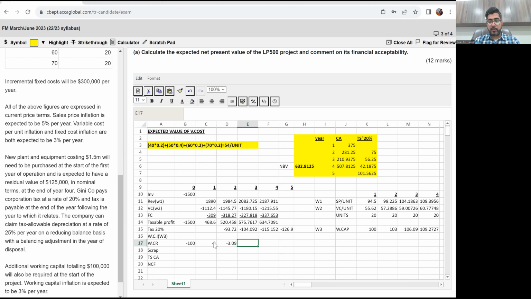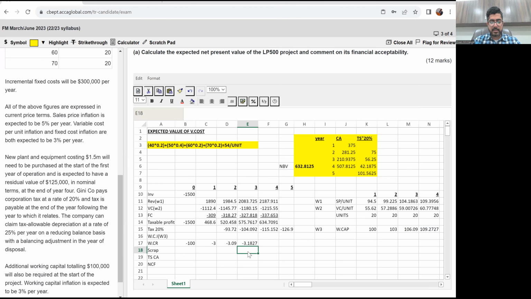And at the start of year 4, you require 109.2727. You have already put 103 and 3.09. So you will take the difference of N15 and M15. So this will make it 3.1827, but I need to put it negative.